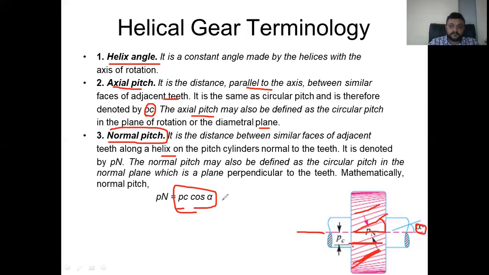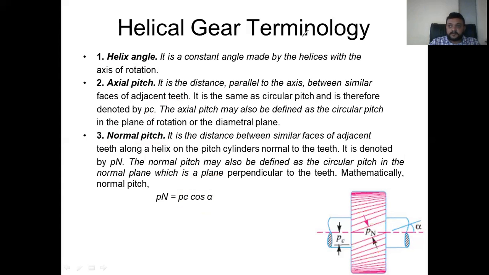So Pn is equal to Pc into cos alpha. Here you have Pn, and that is alpha, so the horizontal component is cos alpha. So Pn is equal to Pc into cos alpha, which is the horizontal component of Pc. According to trigonometry, you can consider this equation the same.